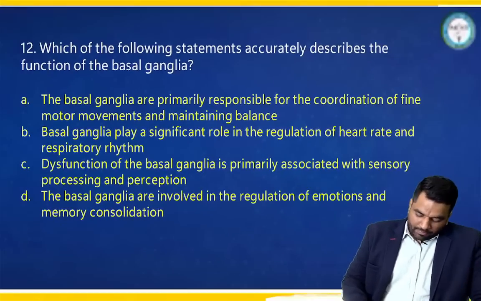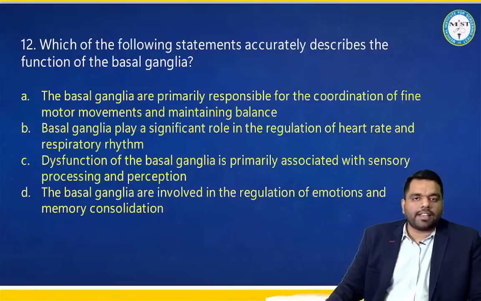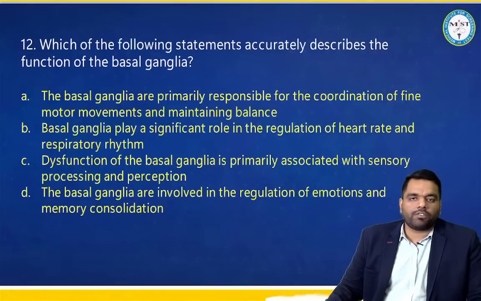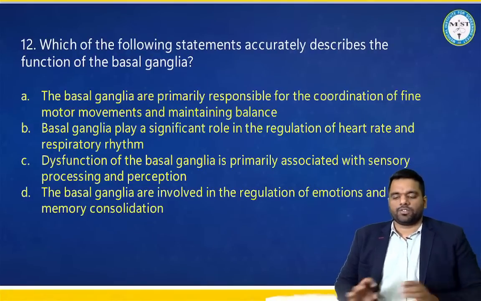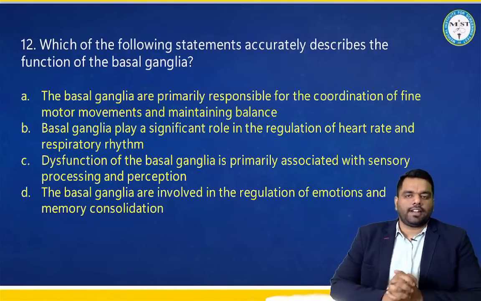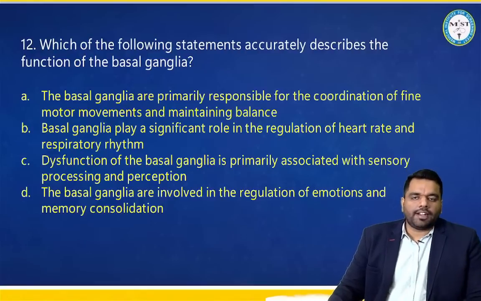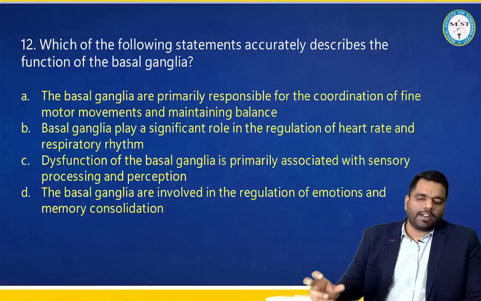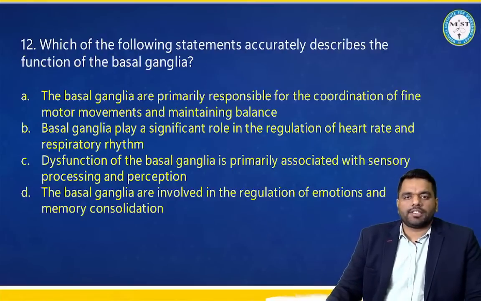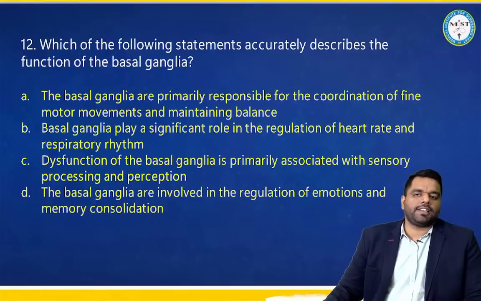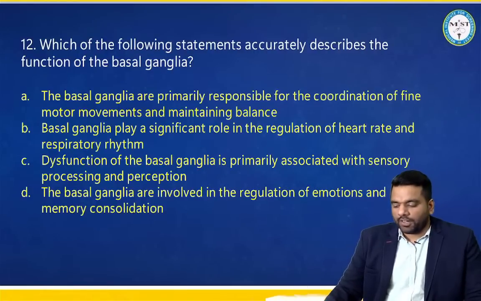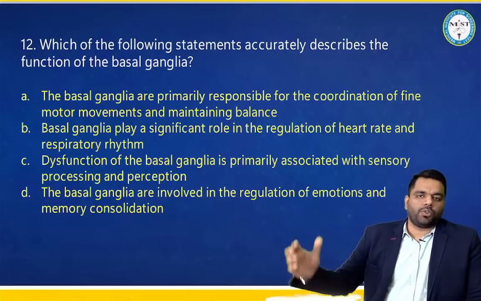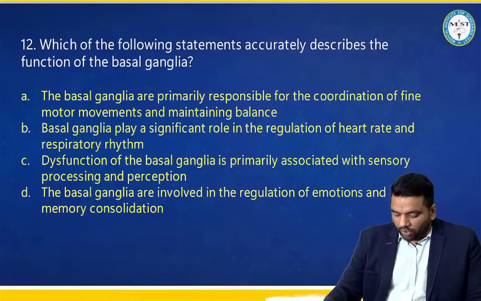Question number 12. Which of the following statements accurately describe the function of the basal ganglia? This is a question from the CNS. You know that ganglia are end-to-end junctions of the nerve fiber. Actually, it should be nucleus because it is inside the CNS, but this is a misnomer for the nucleus. We call this basal ganglia. So what is the right option for this question number 12?